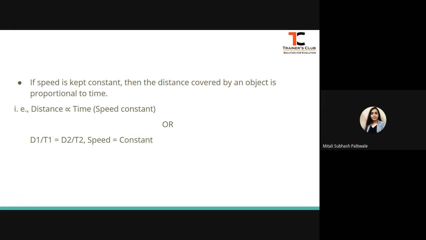Your distance and time ratio will always be there, even if the speed is not given, or even if the speed is mentioned or not. If the speed is mentioned, then you have to subtract these ratios. And if the speed is not mentioned, then go with equating both of them.